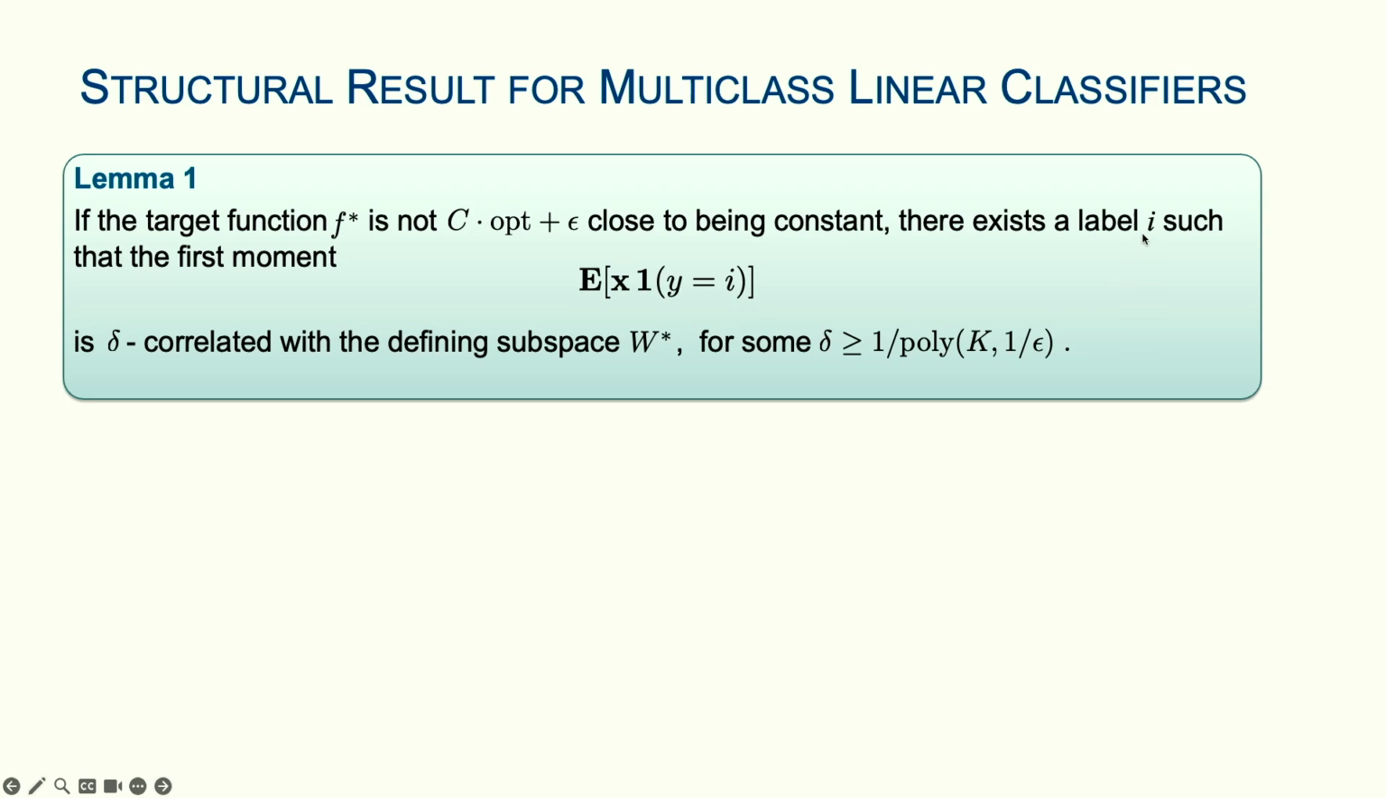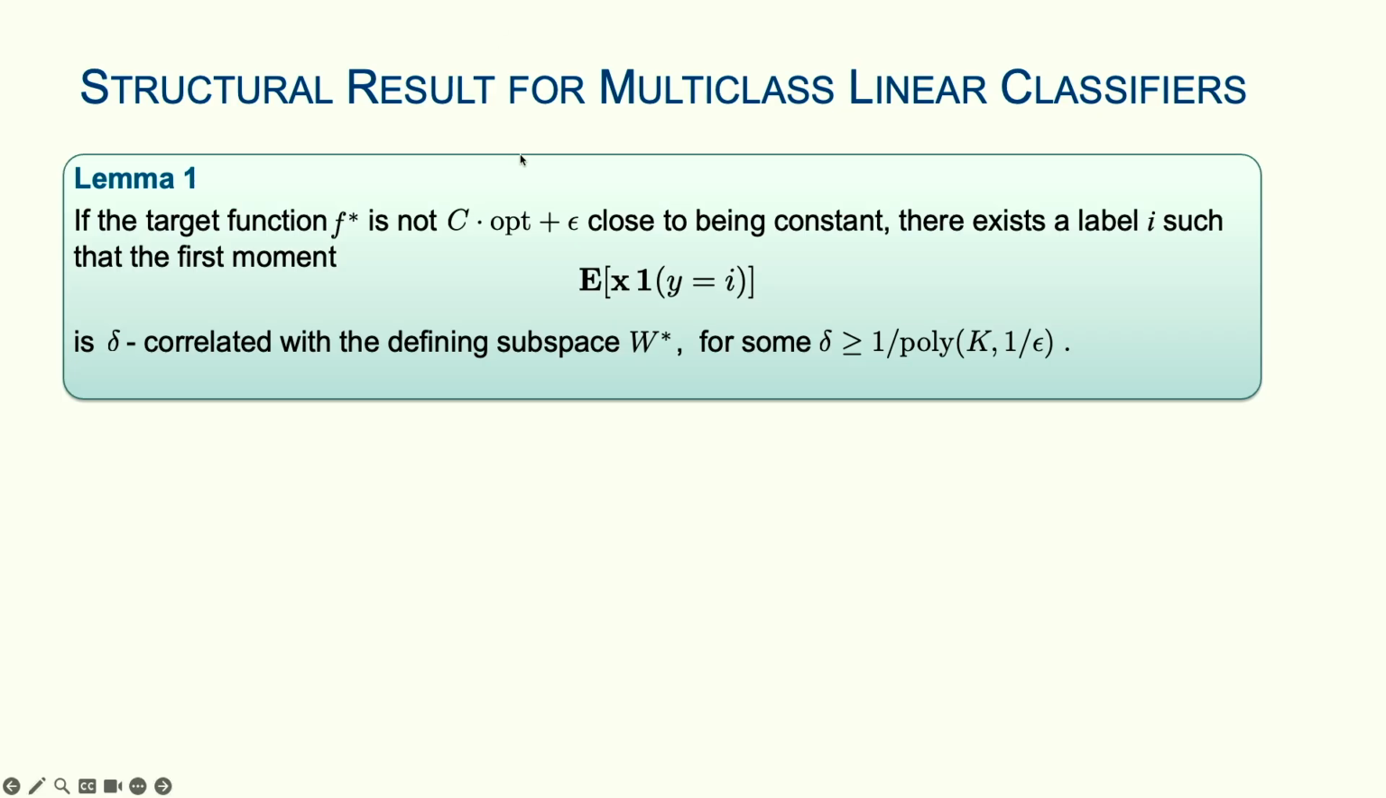There exists a label i such that if you take the corresponding first moment, so the expectation of x on the points where the label is i, so you take k different level sets, then one of those k different moments is going to be non-trivially correlated with the defining subspace. So W star is the hidden subspace that defines the multi-index model. That's what we're kind of looking for.